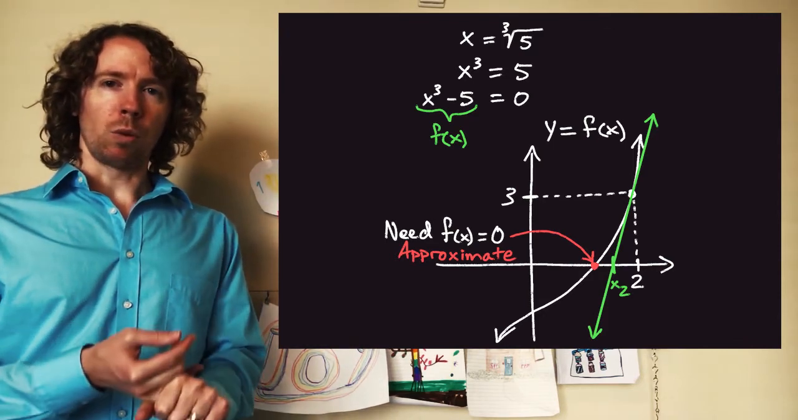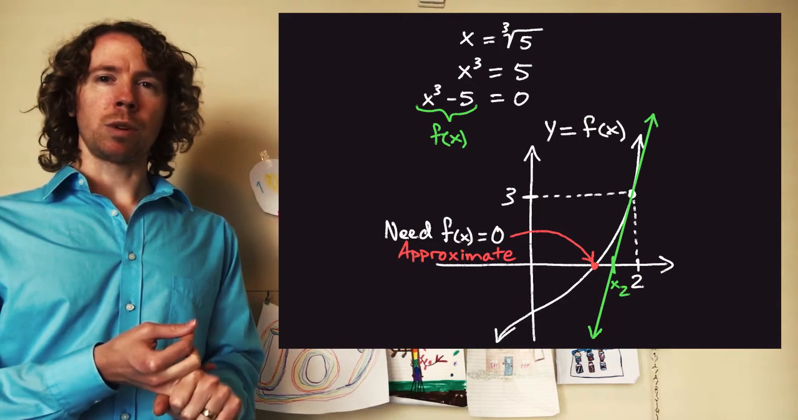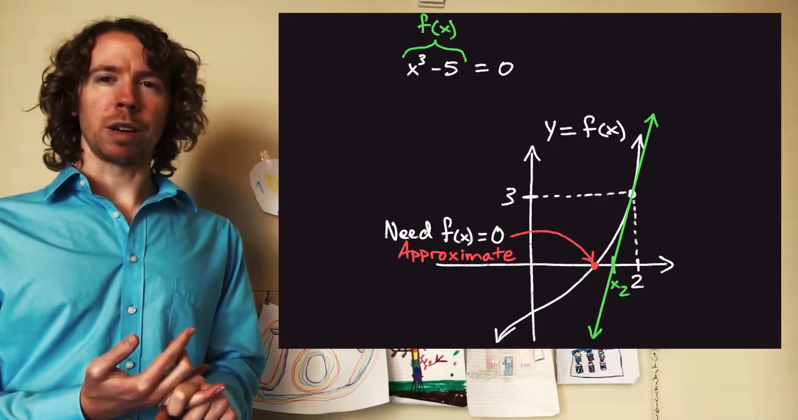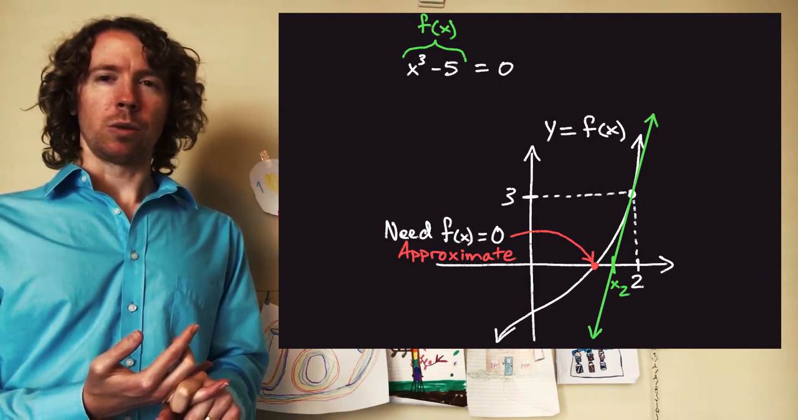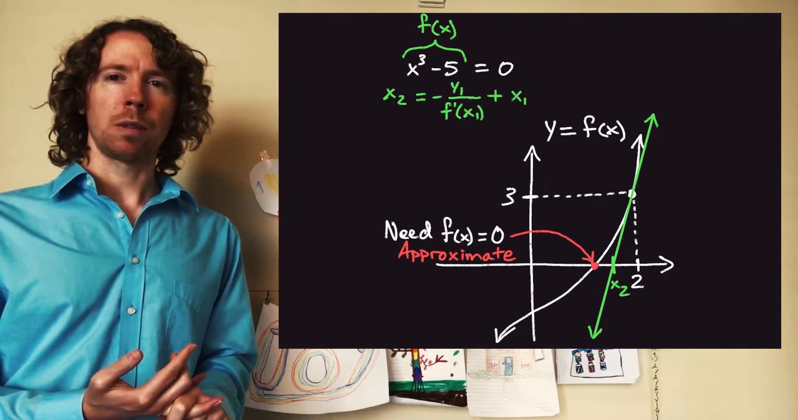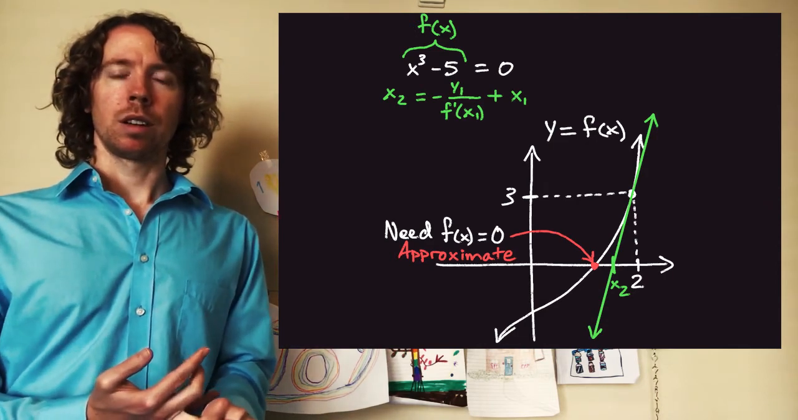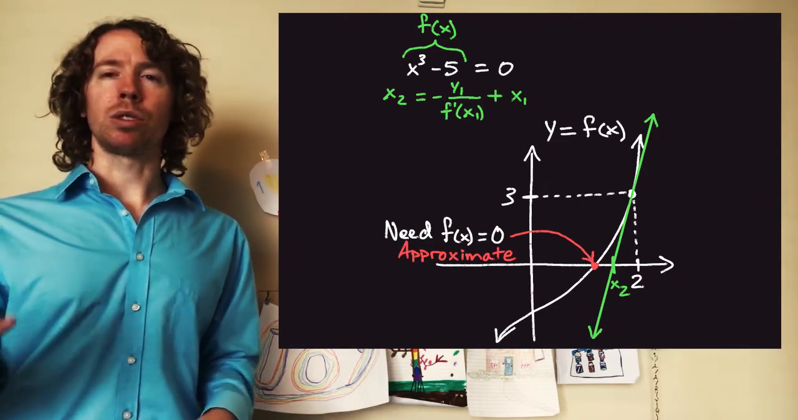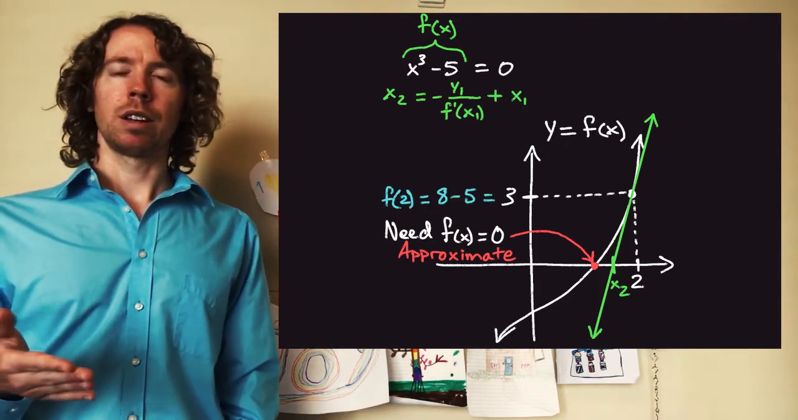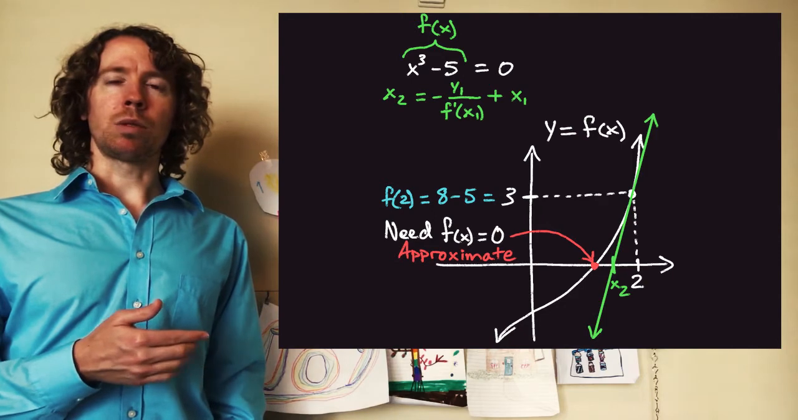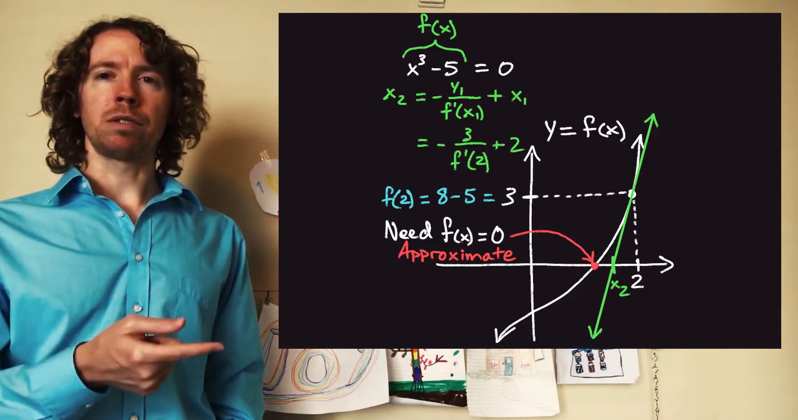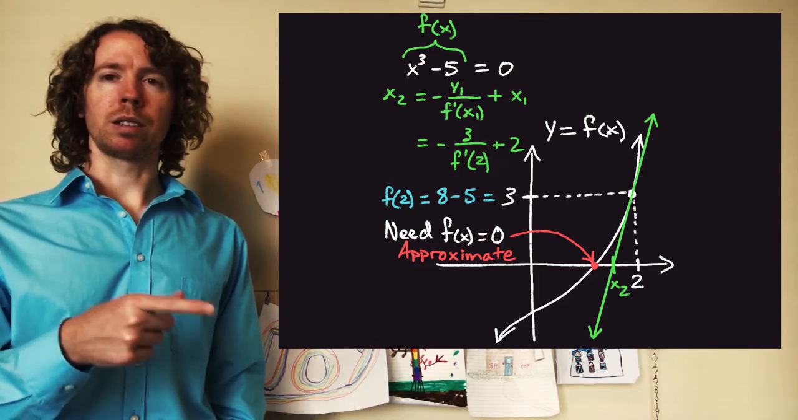And when we use the equation that we developed using the tangent line, if we want to get our second approximation, x2, we need to take negative y1 over f prime of x1 plus x1. So if you plug 2 into your function f, you get 8 minus 5, that's 3. So x2 is equal to negative 3 over f prime of 2 plus 2.